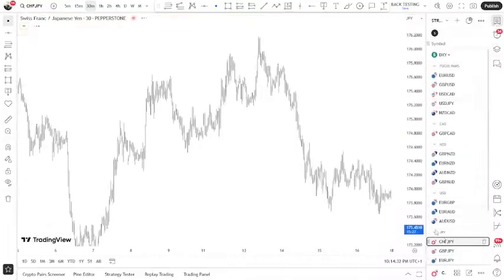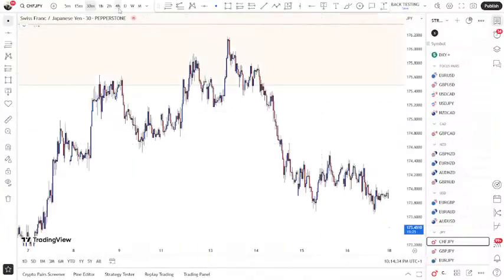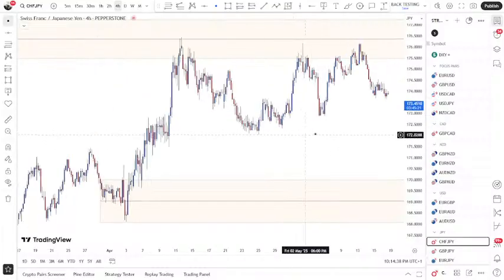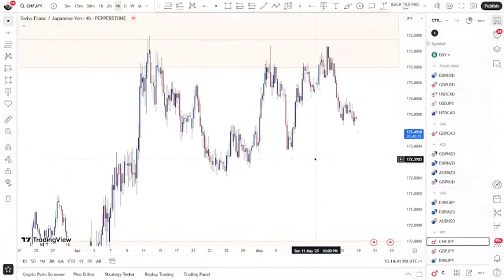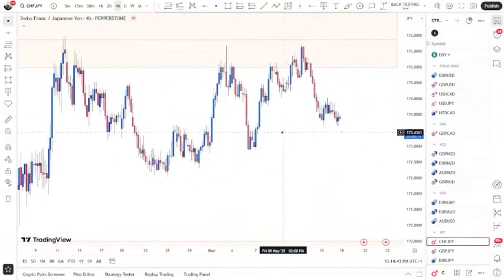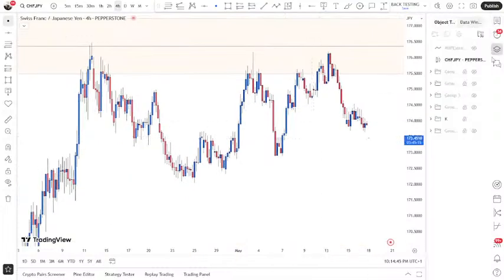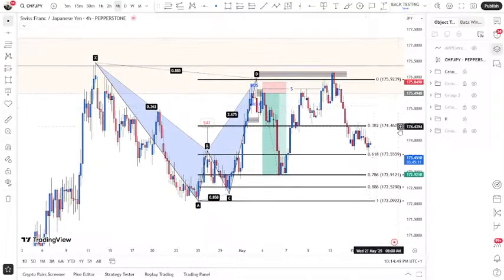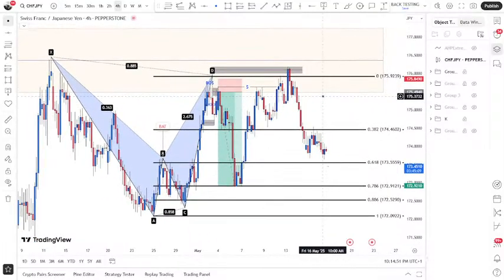CHF JPY, the same thing, no setup at the moment. We had this setup on the higher time frame and full target has been achieved. This was a past trade, full target was achieved, and it was a very successful trading opportunity on that pair.